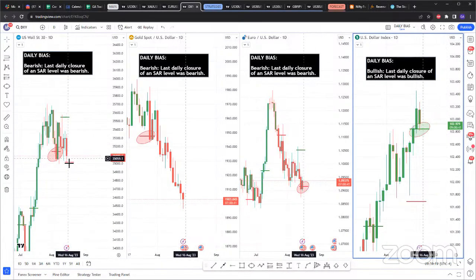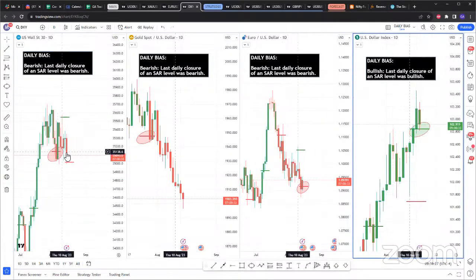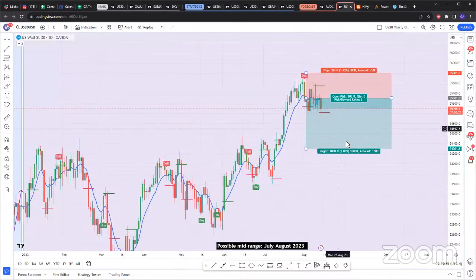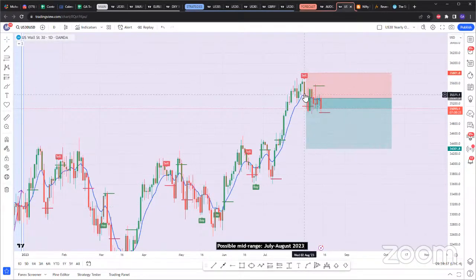And you can see for US 30, right? We just created a new daily SAR sell region. So if we close below that, then the last two daily closures will be sells for US 30. And I don't know if Audrey, you still have this position running, but we also have this sell based off of the reversal indicator on the daily time frame.